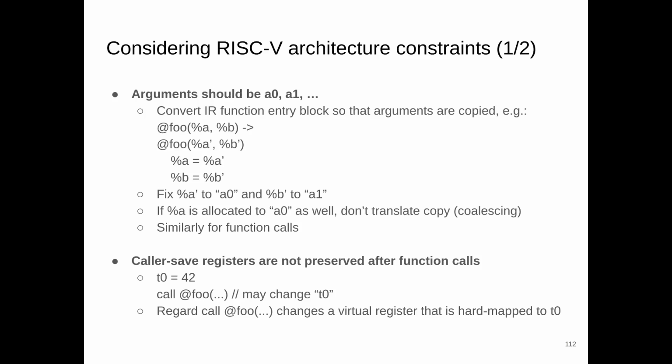And such an optimization is usually called coalescing. We are coalescing multiple registers into a single architecture register so that we can reduce the number of copies. So we can apply such optimizations if A and B are mapped to A0 or A1 respectively.